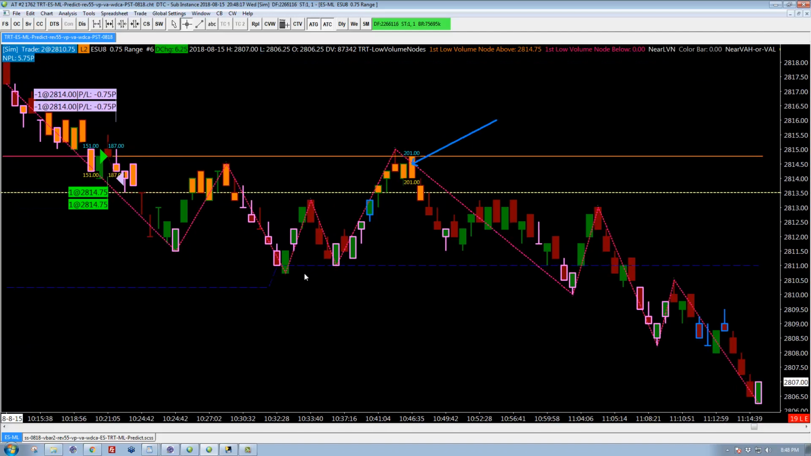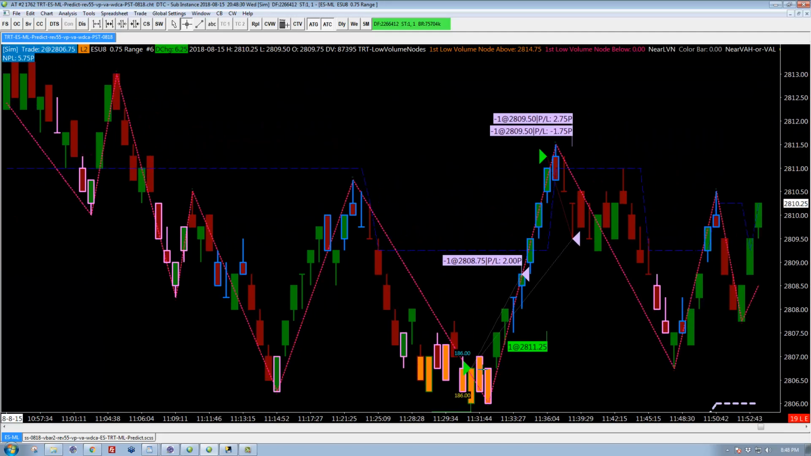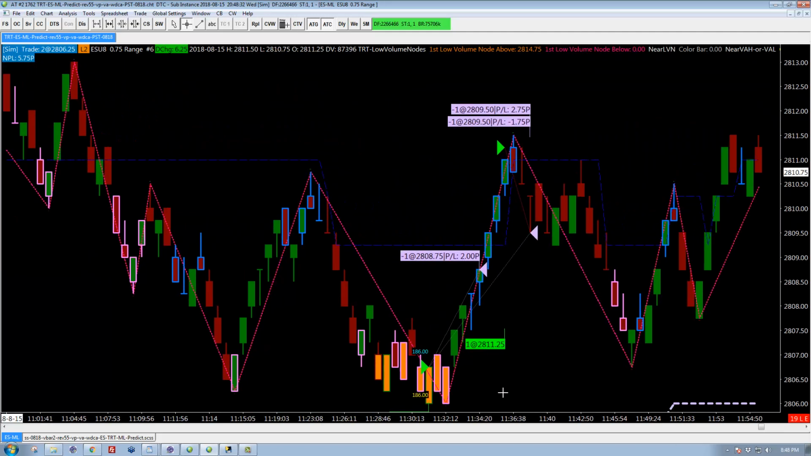I love that pull back to the low volume node. We don't get filled is the problem because the order gets placed right there, and we don't get filled there. So again, picking that peak is really nice. Here, picking the absolute low.